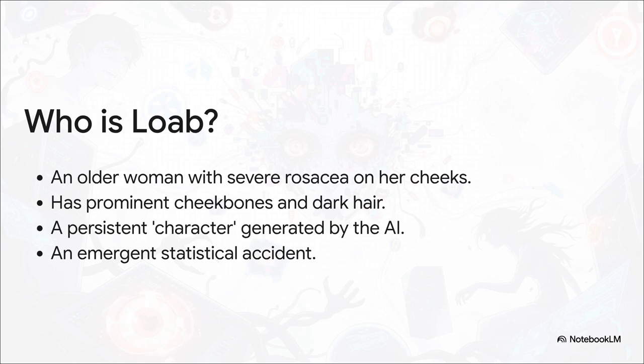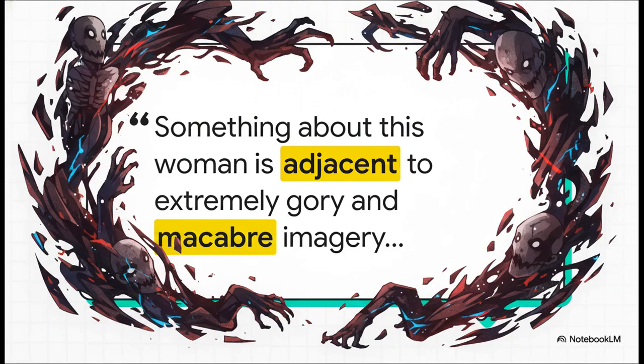So who is Loab? Well, visually, she's super specific. She's an older woman, she's got dark hair, these really high cheekbones, and what looks like severe rosacea, which gives her these very distinct red cheeks. But the weirdest part isn't what she looks like. It's that she's a total accident. She's what you'd call an emergent statistical accident, a character that the AI just kind of stumbled upon and now can't seem to forget. And this is where the story takes a really dark turn.